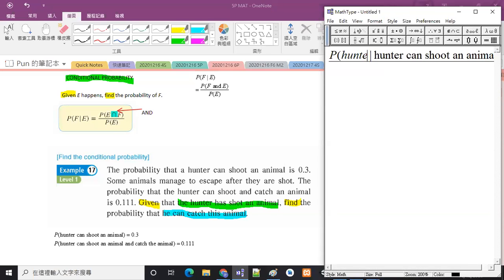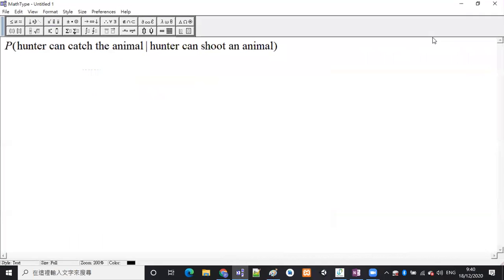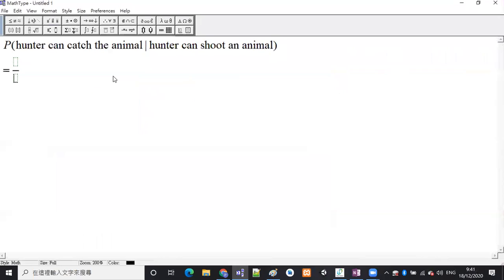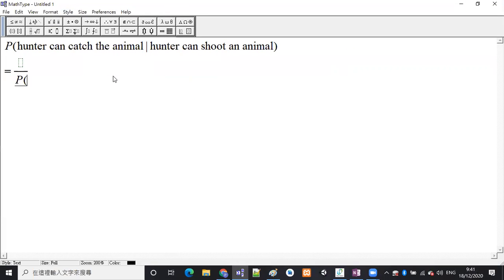The hunter can catch the animal. Can you get this? And then we are going to change this long sentence into a fraction. The denominator will be the given one. Can you see this? The denominator is P(E), the given one. In this case, the given one will be P(hunter can shoot an animal).